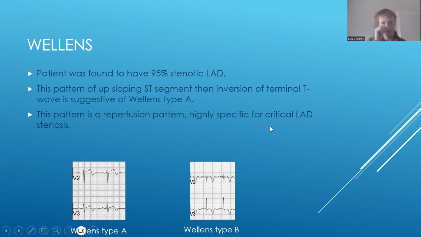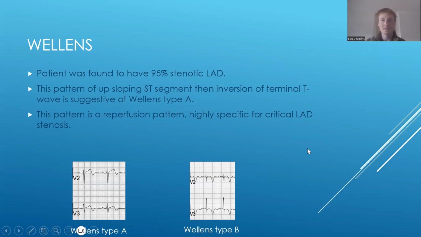So Wellens syndrome is seen in patients who have had an occlusion and then have had, for whatever reason, reperfusion to that ischemic area of the heart. So it's an indication that the patient has critical stenosis of that coronary artery, of the left anterior descending specifically. Okay. And it's a reperfusion pattern, the deeply inverted T waves that you get with Wellens type B.